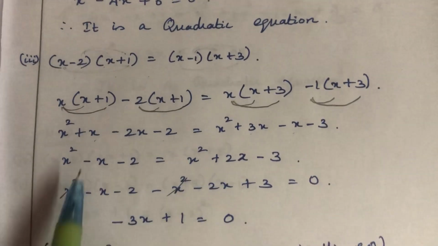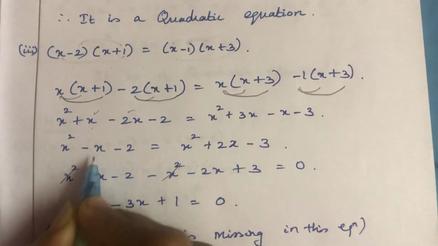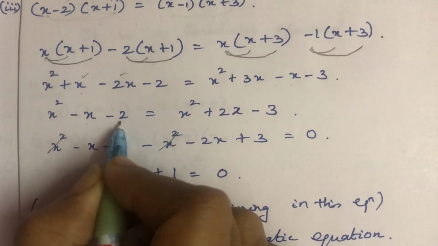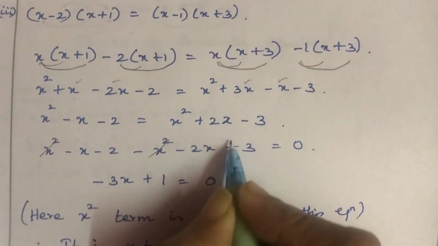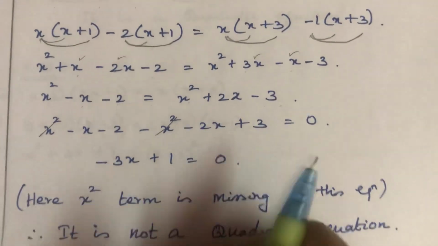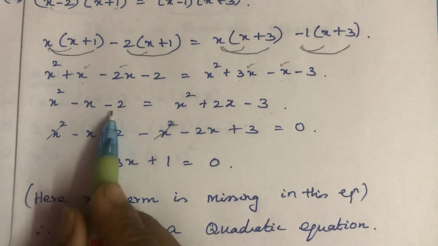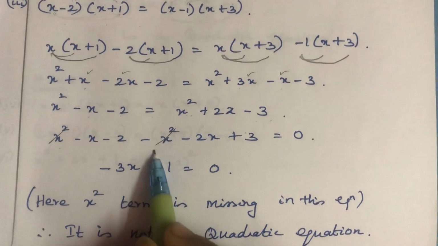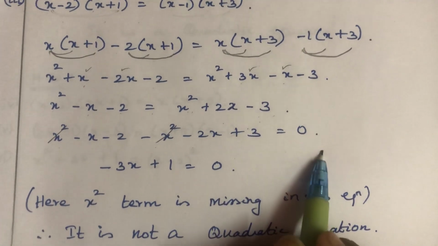Now simplifying, x square, this x and minus 2x will give you minus x, minus 2, equal to x square, this 3x and minus x will give you 2x minus 3. Now bring all these from the right hand side to left hand side. x square minus x minus 2 will become minus x square minus 2x plus 3 equal to 0.